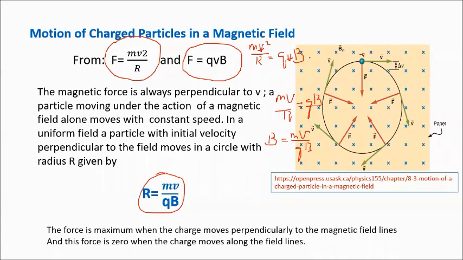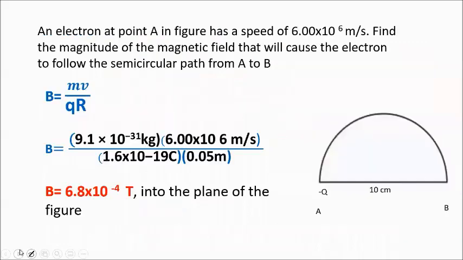But then, when the circle is parallel to the magnetic field, the force is 0. Okay, so one example to illustrate that. A problem states that an electron at point A, this is our point A, and point B, has a speed of, so automatically this is our V. So find the magnitude of the magnetic field.